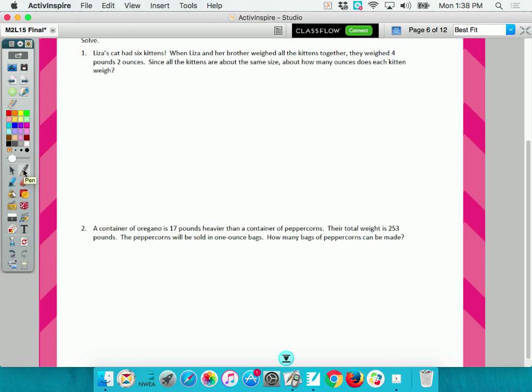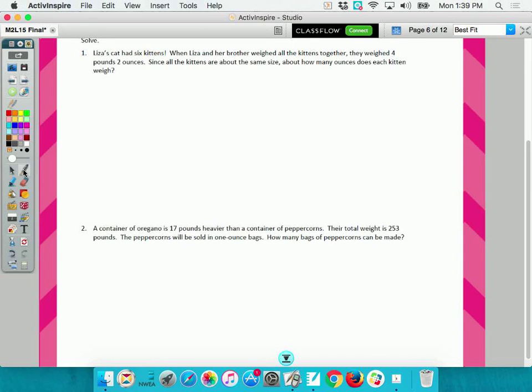So Liza's cat had 6 kittens. When Liza and her brother weighed all the kittens together, they weighed 4 pounds 2 ounces. Since all the kittens are about the same size, about how many ounces does each kitten weigh? Okay, so what do you notice about this problem to start with?